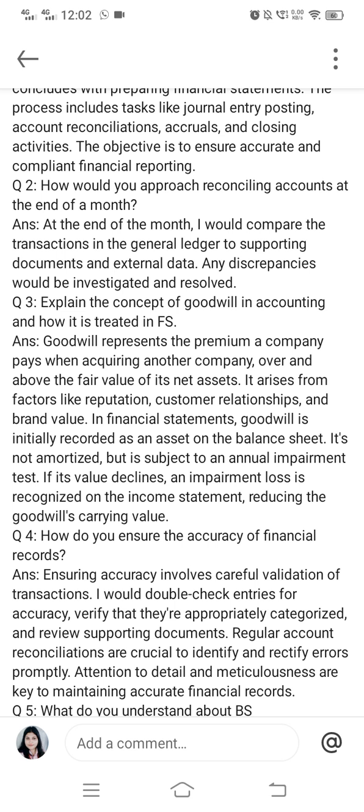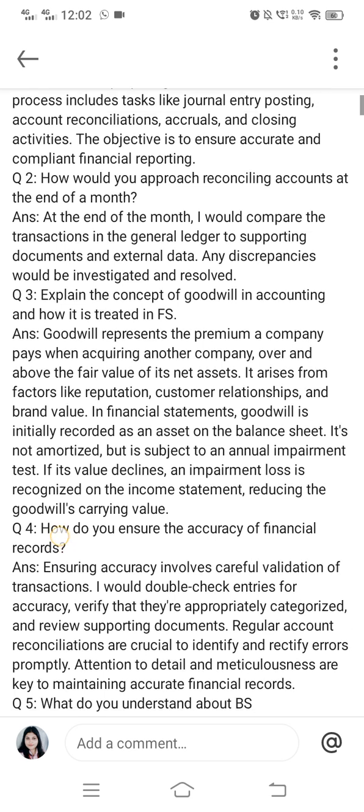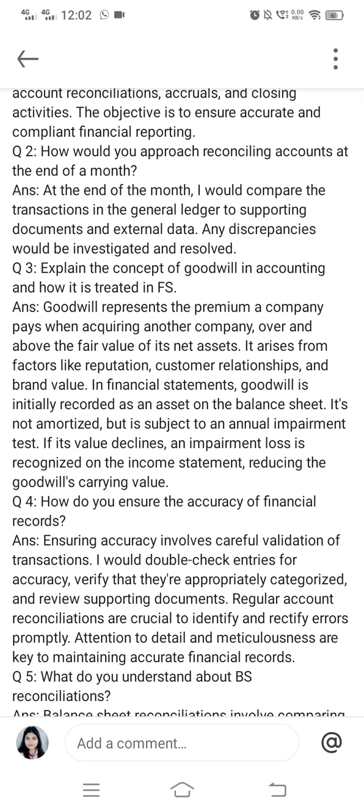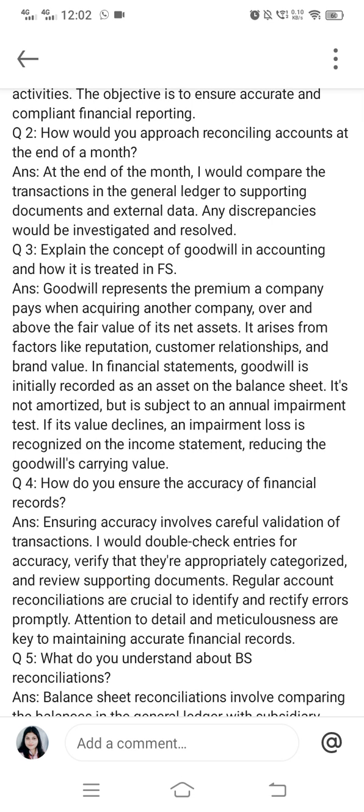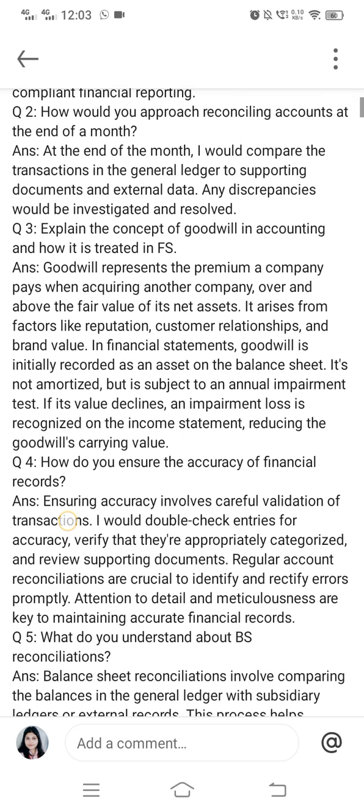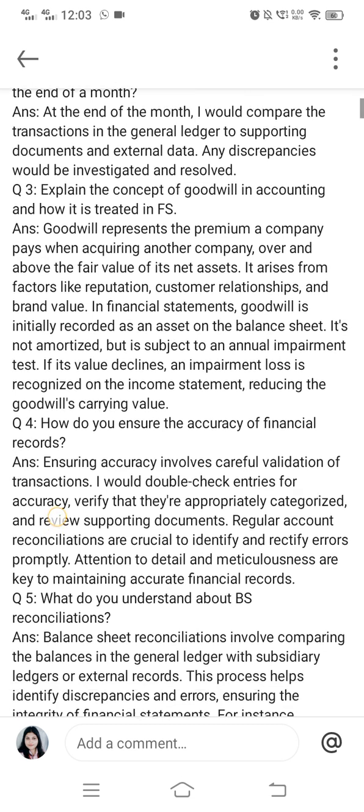It arises from factors like reputation, as I told you, customer relationships, brand value. In financial statements, goodwill is initially recorded as an asset on the balance sheet. It is not amortized but subject to an annual impairment test. If its value declines, an impairment loss is recognized on the income statement, reducing the goodwill carrying value.